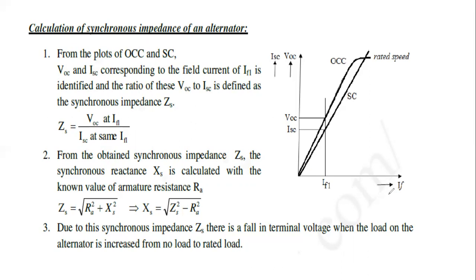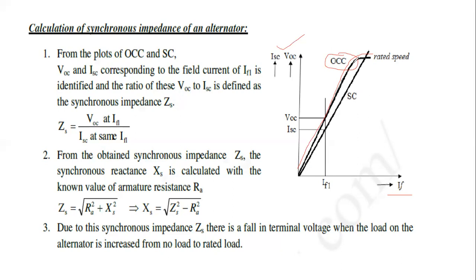By conducting the OC test, we note down the IF and the VOC, and then we draw the curve. This curve is called the OCC curve, that is the open circuit characteristics curve. After drawing the OCC curve, we conduct the SC test.